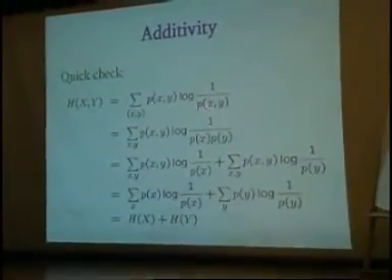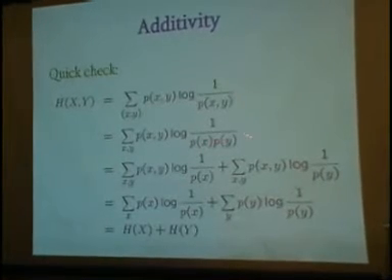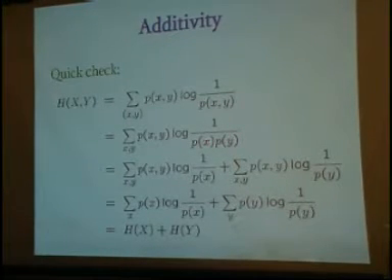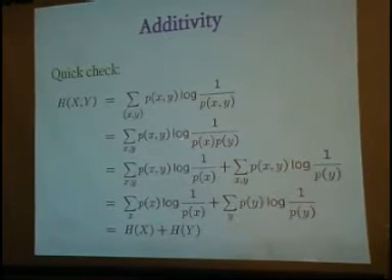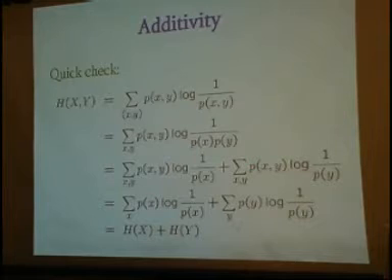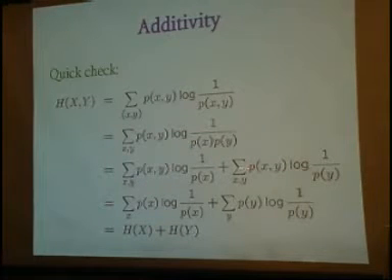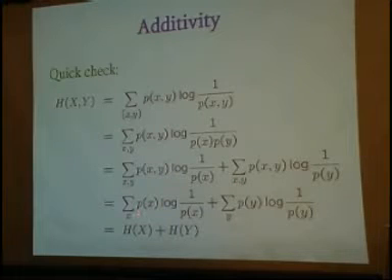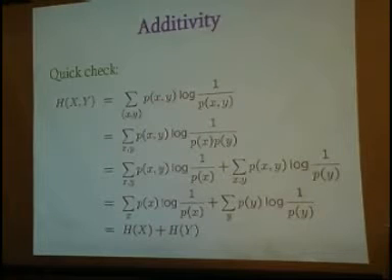But in this case, because of independence, p of xy is p of x times p of y. And because it's a log, I can split this into its two pieces, log 1 over p of x plus log 1 over p of y. So I get these two individual summations, and I can now sum out the y, and in this case, I can sum out the x. So I get the individual entropy of x plus the individual entropy of y. Great. So this is another of the properties we wanted.